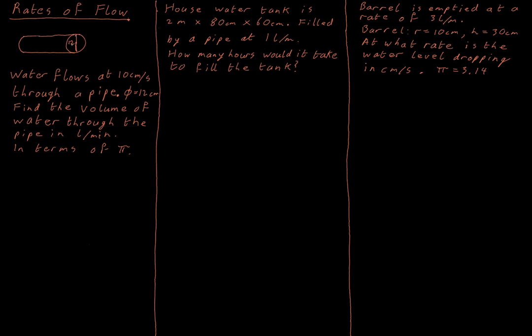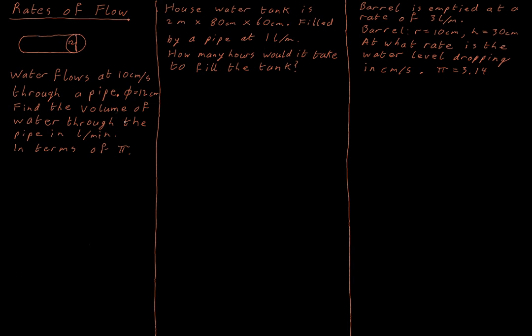So if we take an example here, we're going to imagine we have a water pipe, a cylindrical water pipe, and water flows at 10 centimeters per second. So the particles of water, the H2O molecules, are moving at 10 centimeters every second. So every second they move 10 centimeters down the pipe. And the pipe's diameter, this circle with a line through it means diameter, is equal to 12 centimeters. So that means the radius is going to be half, that is going to be 6.